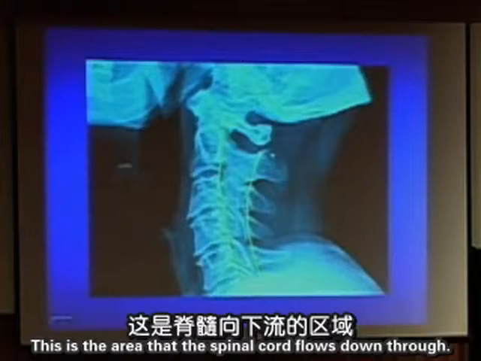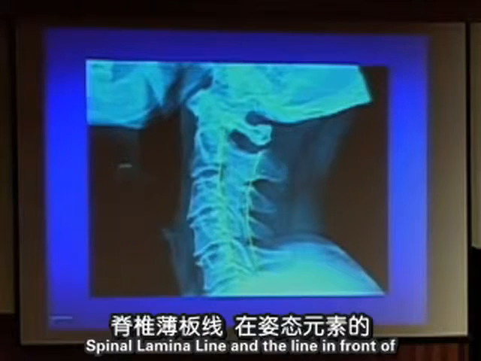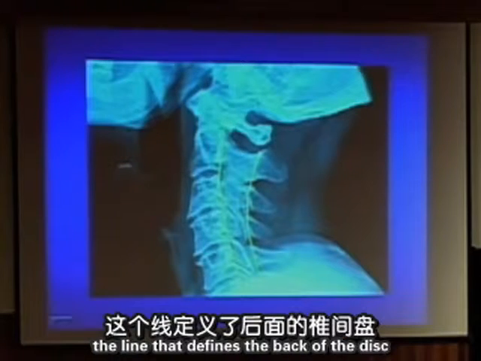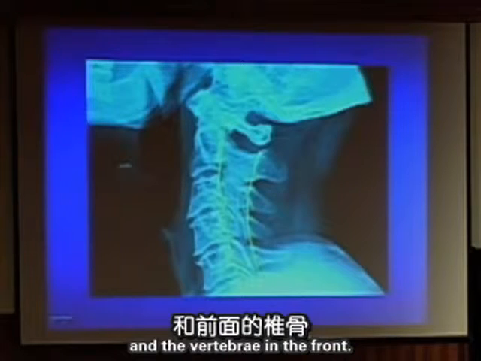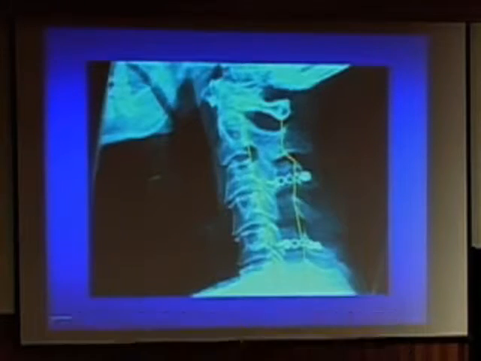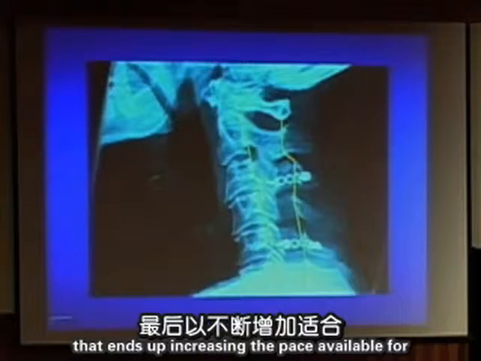This is the area that the spinal cord flows down through. This area is between what we call the spinolaminar line, or the line in front of the posterior elements in the back, and then the line that defines the back of the disc and the vertebra in the front. So what we do in this procedure is open that space up, as we saw in the diagram, and that ends up increasing the space available for the spinal cord.